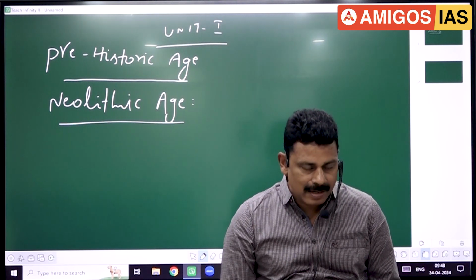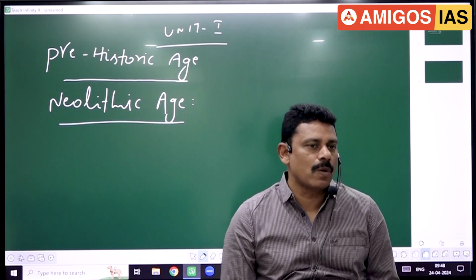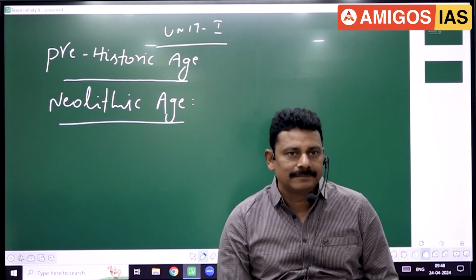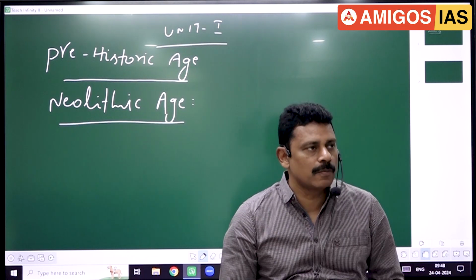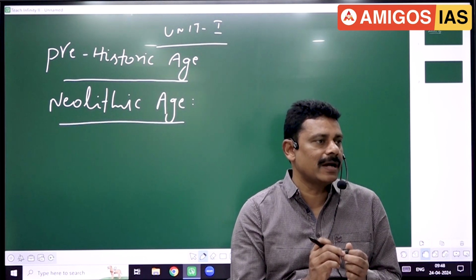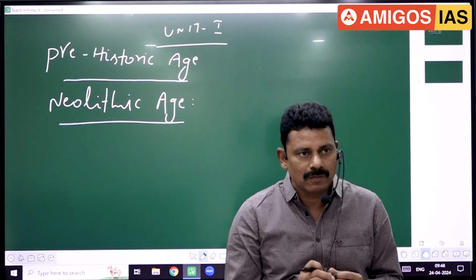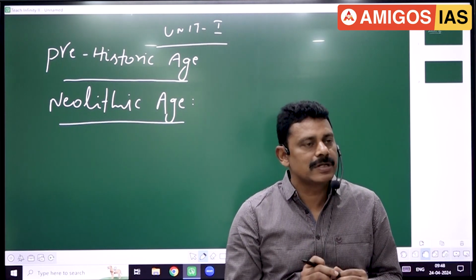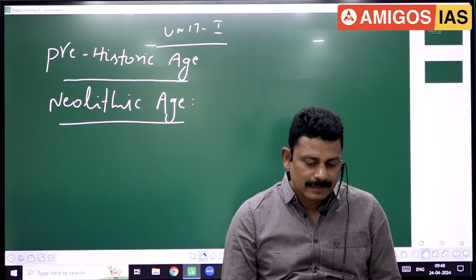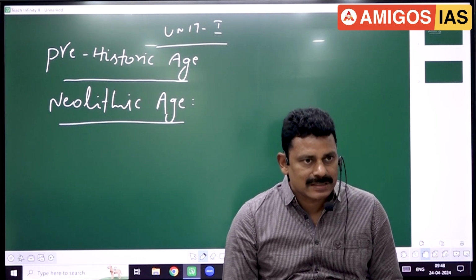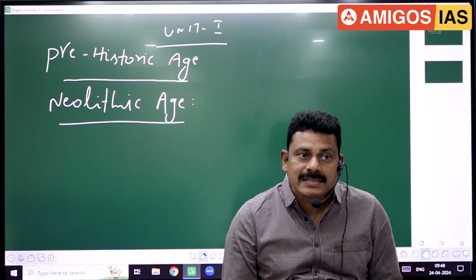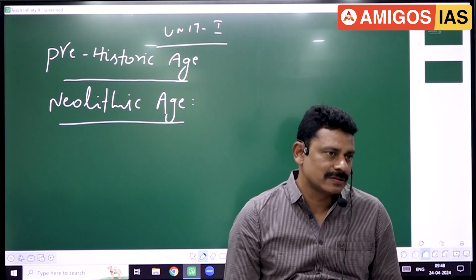So the early human here was no longer a wanderer, the food gatherer. He started domesticating the animals which he had. The most domesticated animal by the humans here was the cow. So agriculture was commenced. Then apart from that, settled life was commenced. Settled life.